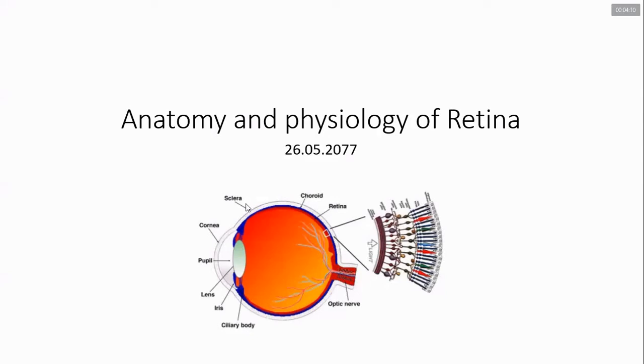So today we will be discussing the anatomy of the retina. In the next class, we will discuss the physiology. So retina, I think all of you know the three layers of the eye. Among the three coats of the eye, retina is the innermost coat. It is a very thin and delicate layer, a very delicate membrane. It is a bilayered structure.